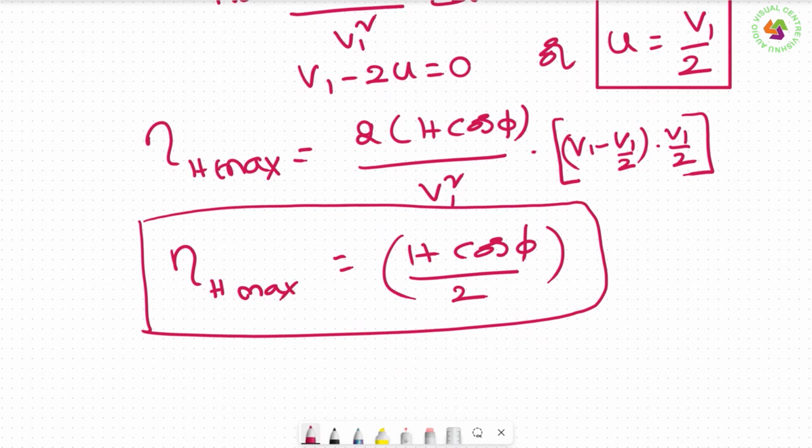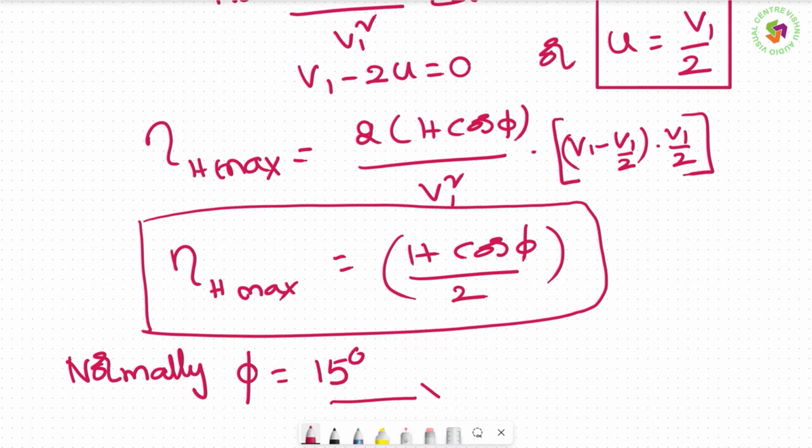Normally phi in the case of Pelton turbine will be 15 degrees, so kindly remember it. In examinations, if they give another value, use that; if it is 15 degrees, you can calculate the hydraulic efficiency. So these are the velocity triangles and the work done in the case of Pelton turbine.